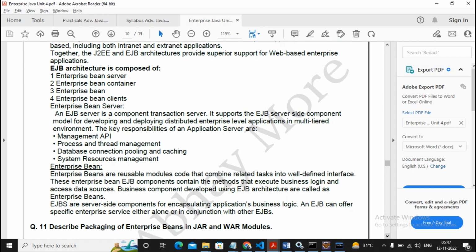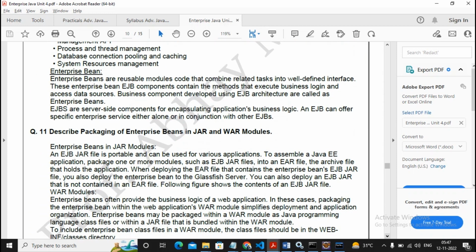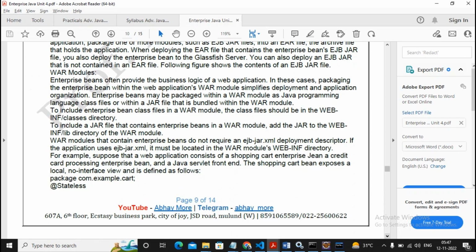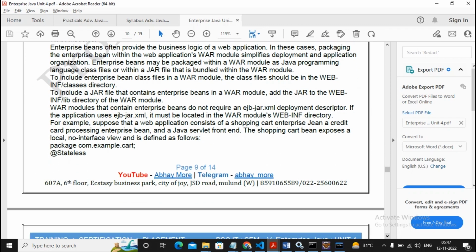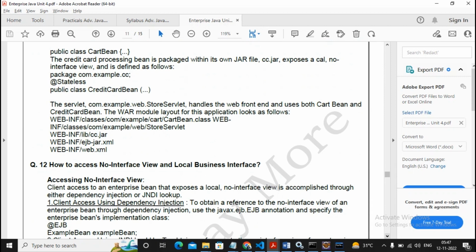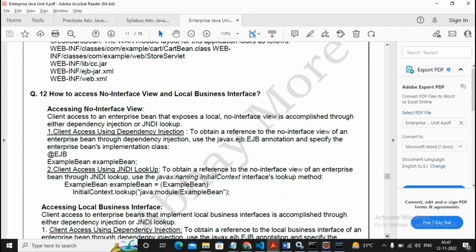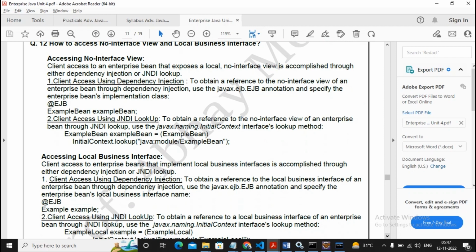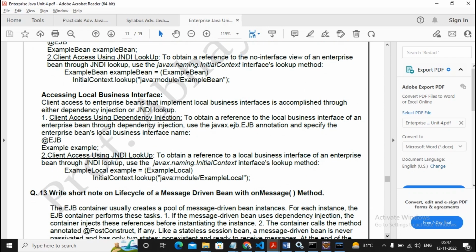The answers are a little bit similar. Describe the packaging of Enterprise Bean jar and war modules. Please prepare this particular question also properly. Even if you prepare jar and war a little less, it will be fine, but one question did come once. Now, how to access no interface view and local business interface? It is done by using XML based configuration or annotation based configuration. So that has been explained here.